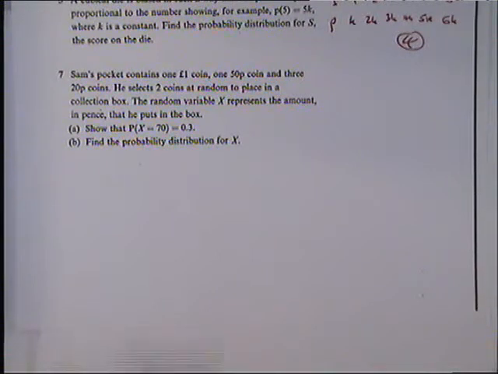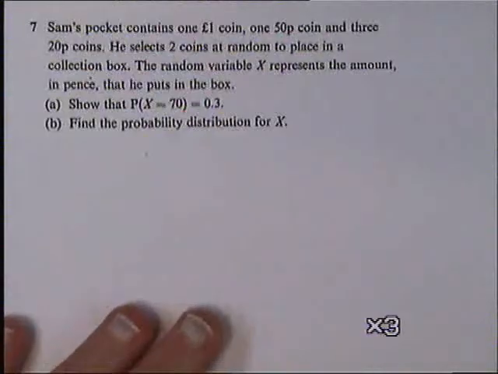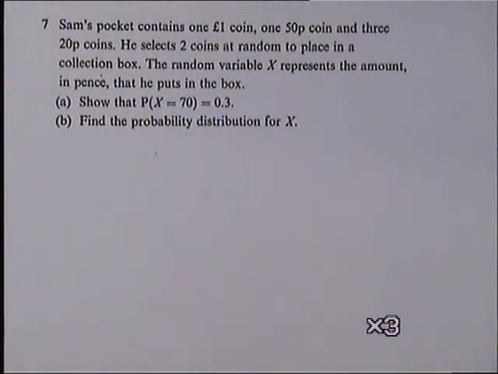Question 7. Sam's pocket money contained a £1 coin, one 50p coin and three 20p coins. He selects 2 coins at random to place in a collection box. X represents the amount and you've got to show a probability. How did people start tackling this question? Did anybody do some sort of diagram they found helpful?